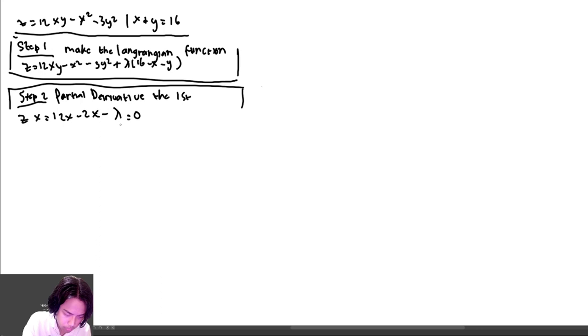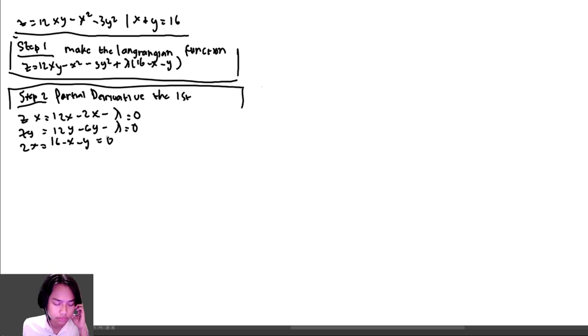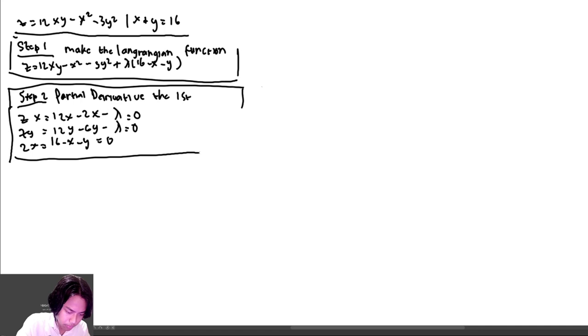We need to find the y first, and then we will change it like this: 12x minus 6y minus lambda equals 0. So for the lambda, z lambda is here, 16 minus x minus y equals 0. Okay, so that is for the derivatives.